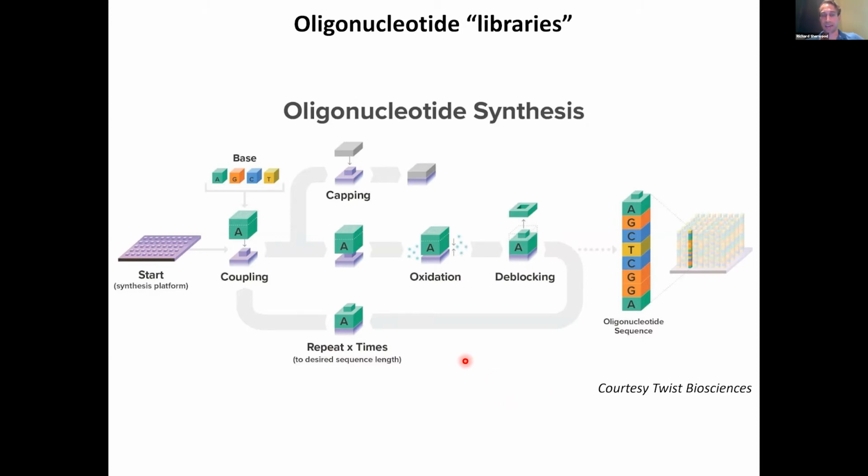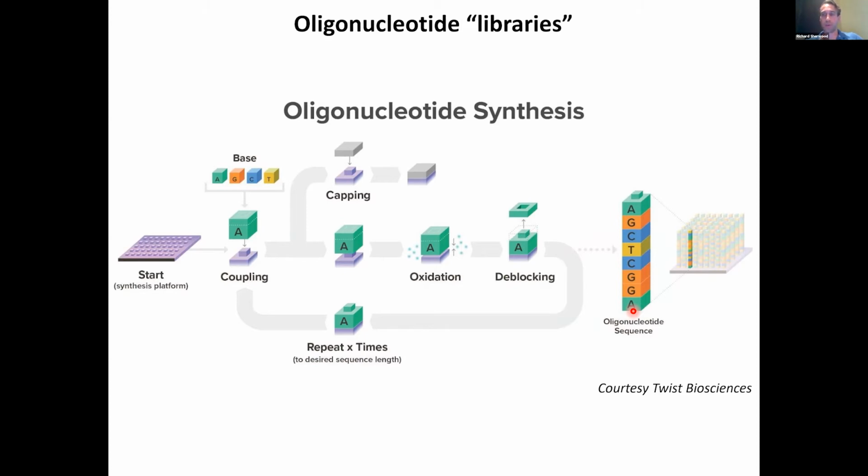oligonucleotides at scale. Without getting too technical, the way they do this is they attach the beginnings of an oligonucleotide to a solid support, and then they undergo a series of chemical reactions that build up a DNA sequence base by base, and they can actually do this on a chip, up to on the order of 100,000 different oligonucleotide sequences, up to 300 base pairs currently being the limit.